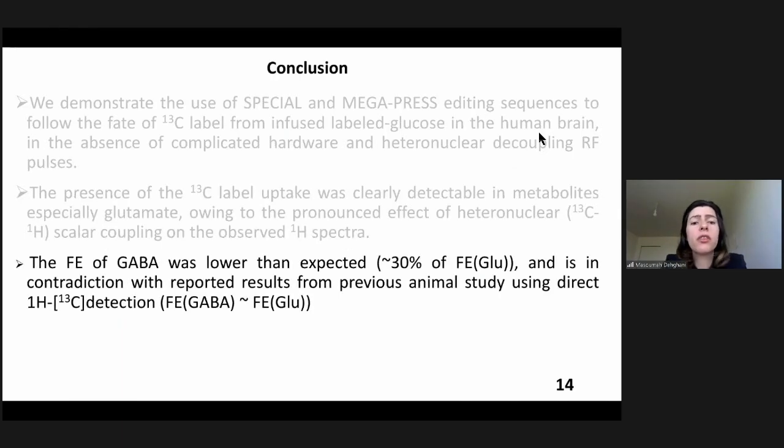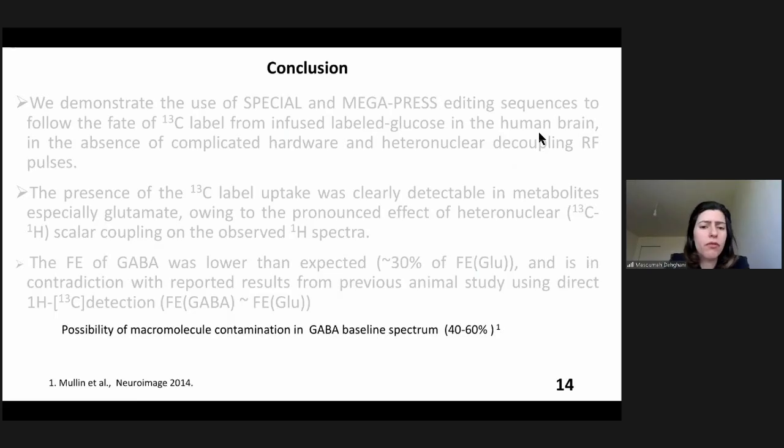And fractional enrichment of GABA was 30% of fractional enrichment of glutamate, and this is in contradiction with reported results from a previous animal study that reported the fractional enrichment of GABA is similar to glutamate. One explanation for this can be the possibility of macromolecular contamination in the GABA baseline spectra that has been used for estimating the metabolite pool size, and this has also been reported in a previous study.